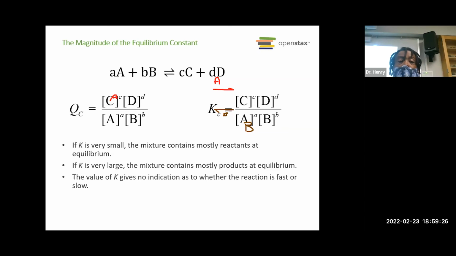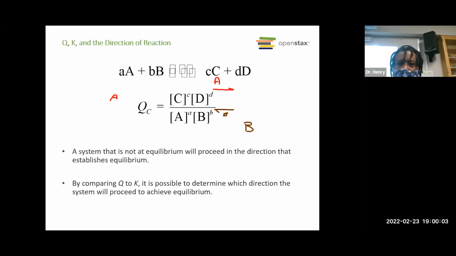Okay, so if K is very small, the mixture contains mostly reactants at equilibrium. If K is very large, the mixture contains mostly products at equilibrium. I'm sorry, the value of K gives no indication whether the reaction is fast or slow. So it has nothing to do with that concept of speed because it's not going to tell us that.